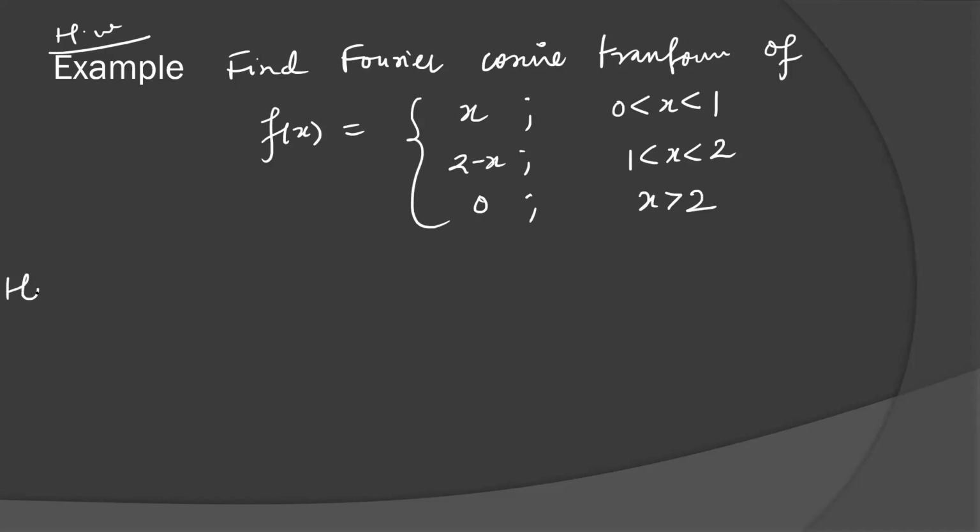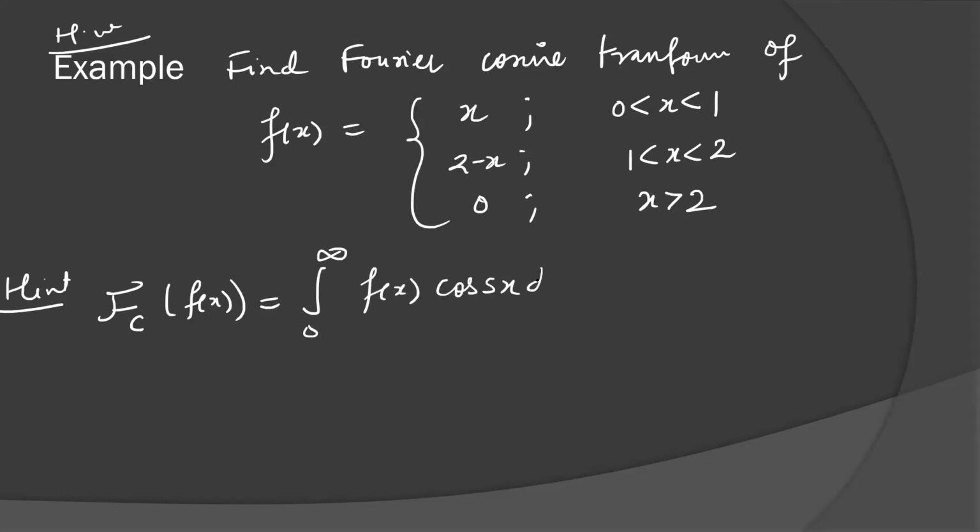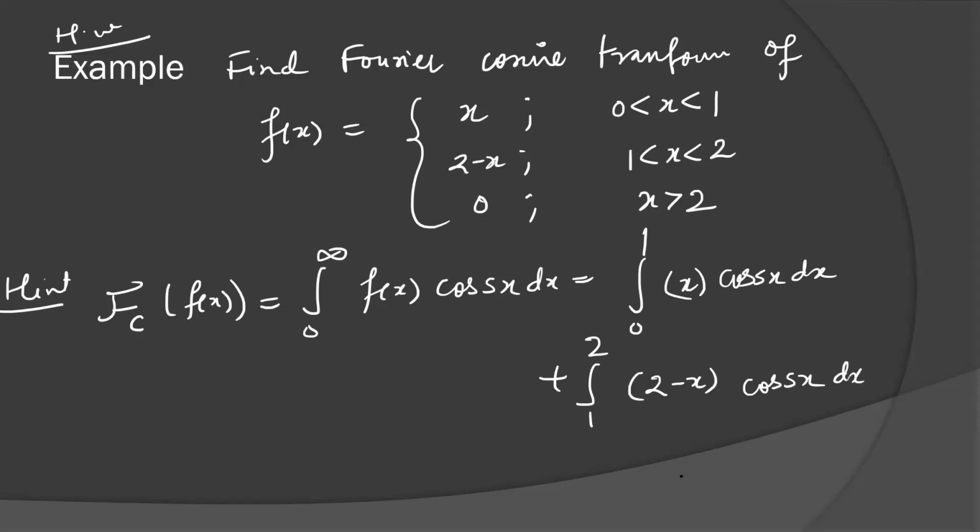I am giving you a little bit of a hint here. The Fourier cosine transformation of f(x) is the integral from 0 to infinity of f(x) cos sx dx. But you see the function is breaking at 1 and 2. So from 0 to 1 the function is x only, so x cos sx dx, plus from 1 to 2 the value is 2 minus x, times cos sx dx. And from 2 to infinity, if you break it, the value will be 0 into cos sx dx. So only you have to solve these two terms. The last term is already 0.